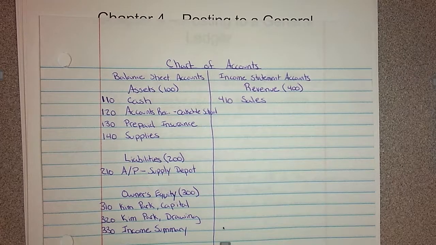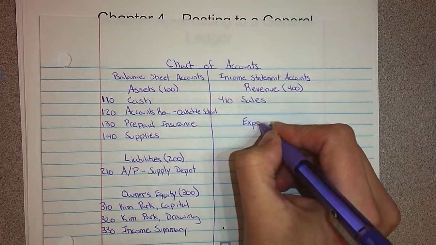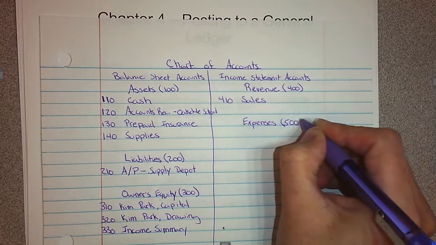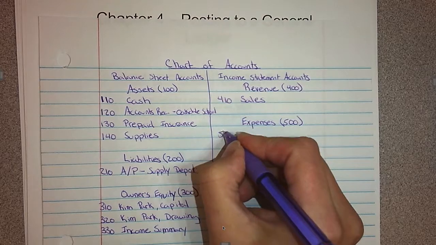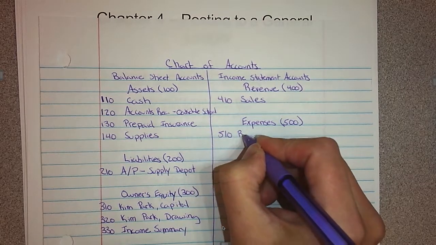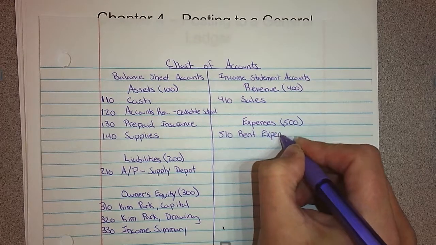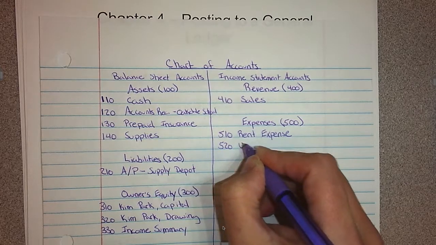Our very last section, expenses. Well, this is number 500. We've got two expenses. We've got rent and utilities. We put them in alphabetical order. So 510 will be rent expense, and 520 will be utilities expense.